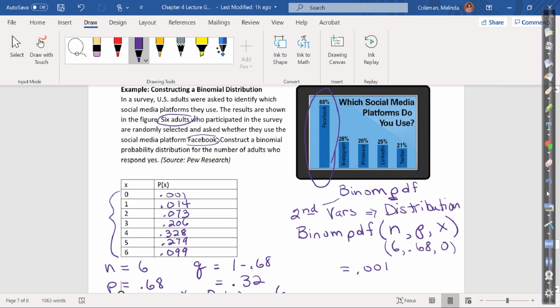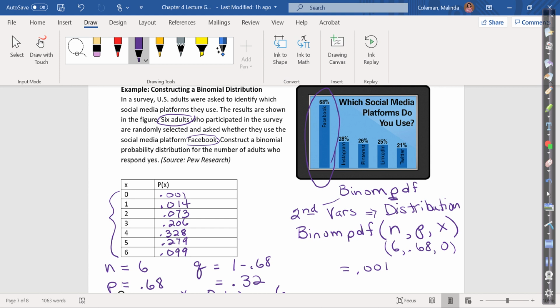surveyed, 68% of them used Facebook. So now if I randomly select 6 participants and ask them, do you use Facebook? The chances that none of them use Facebook is very, very little at 0.001 or 1/1000th. So 1 out of 1,000 times that's going to happen. The chance that all 6 do it is 0.099. So again, you probably won't have that many that when you randomly select 6 that all 6 do it.